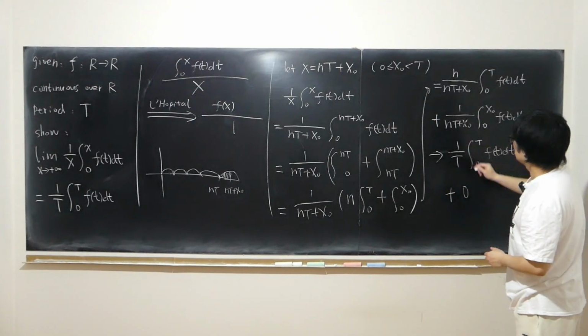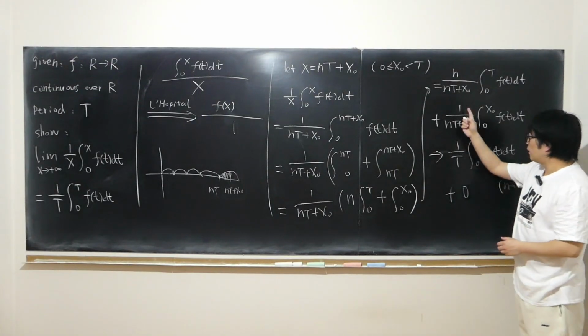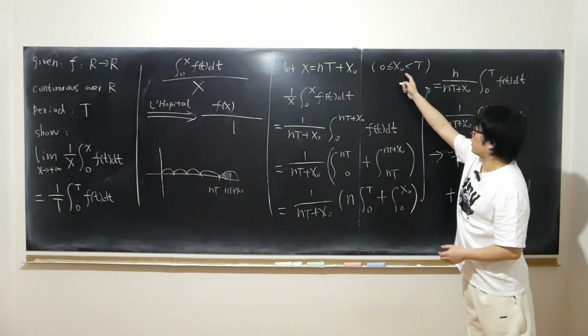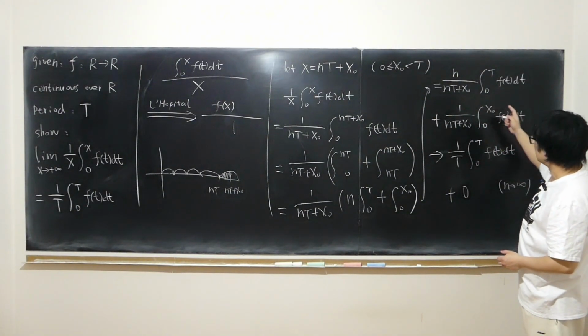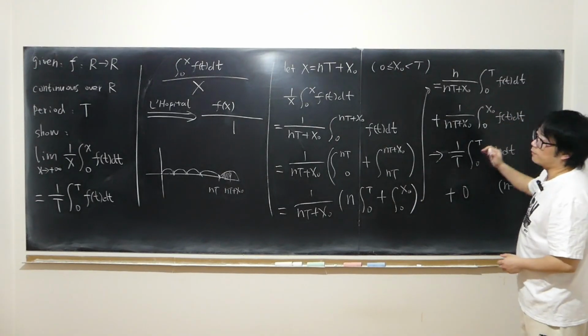It's because of 1 over nT plus x naught. X naught is a constant, so it's bounded, and the denominator approaches infinity. But this definite integral, of course, exists, because f is continuous.